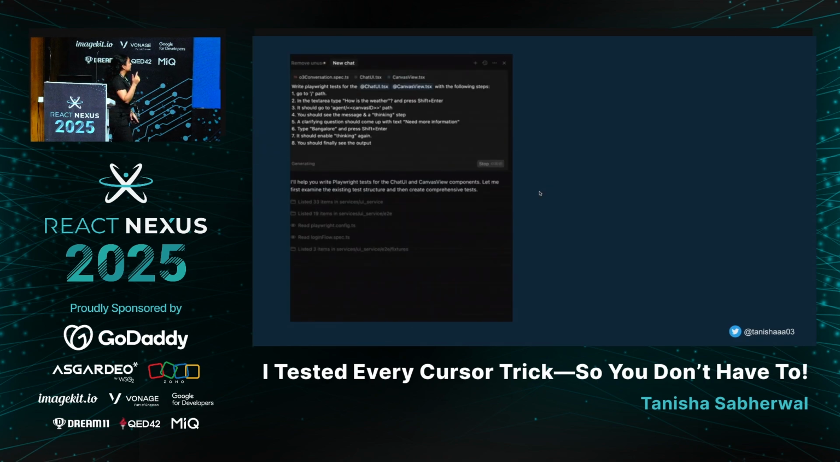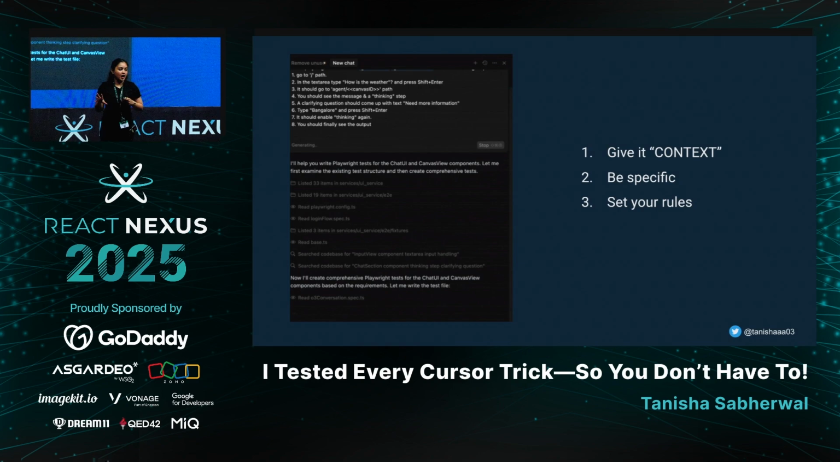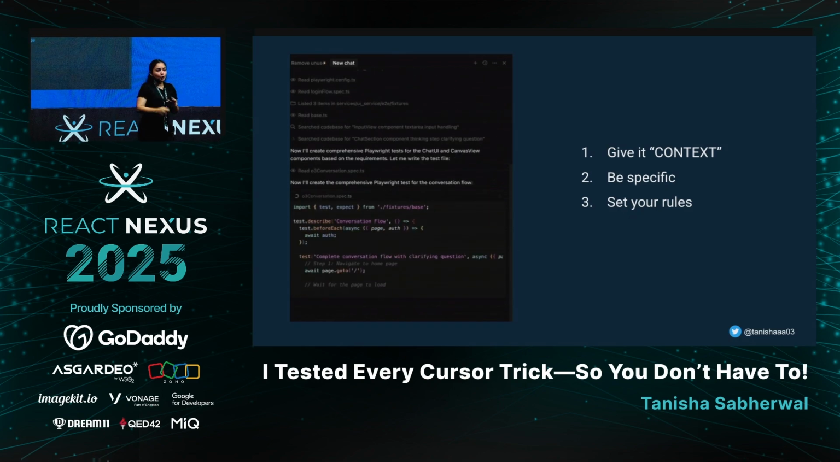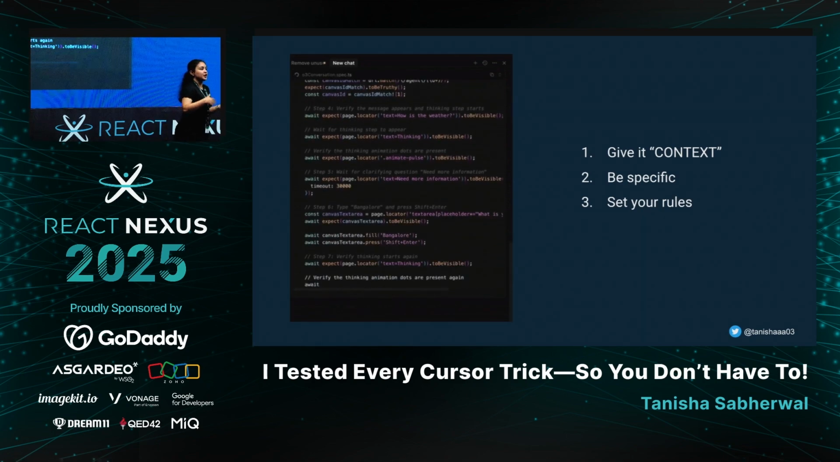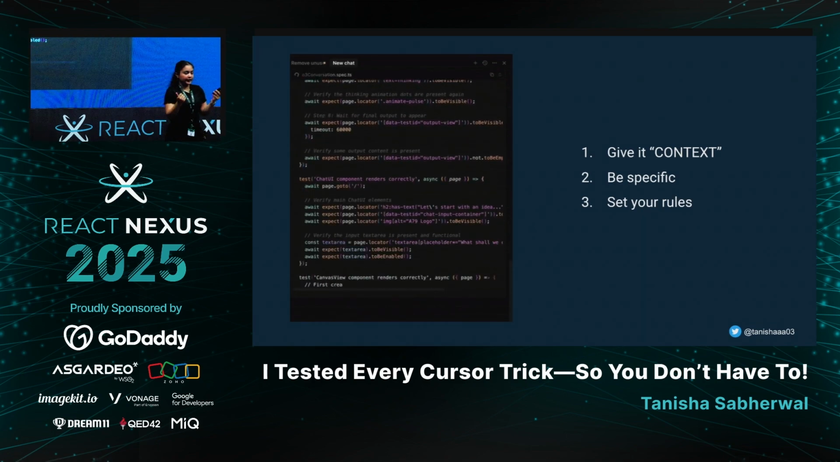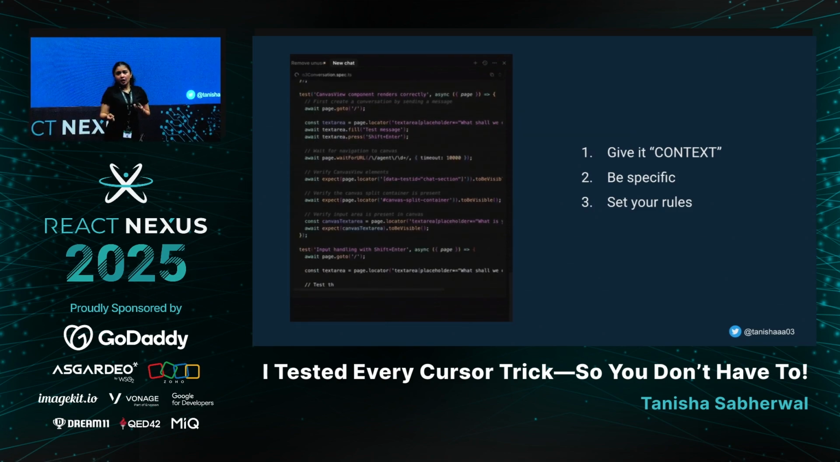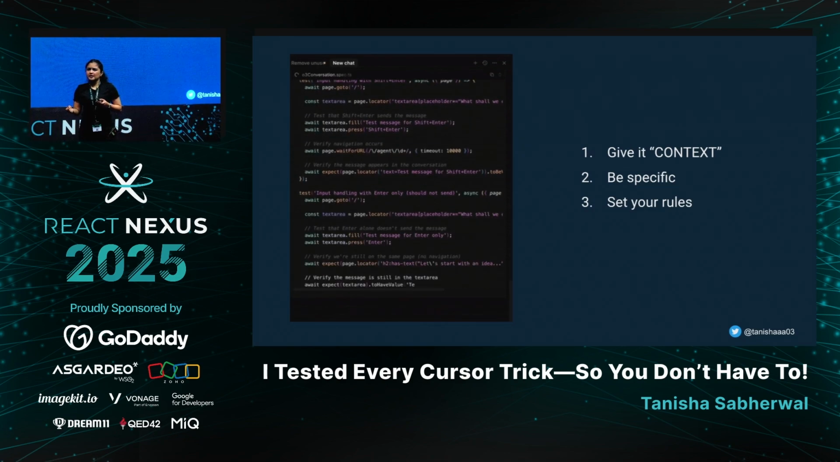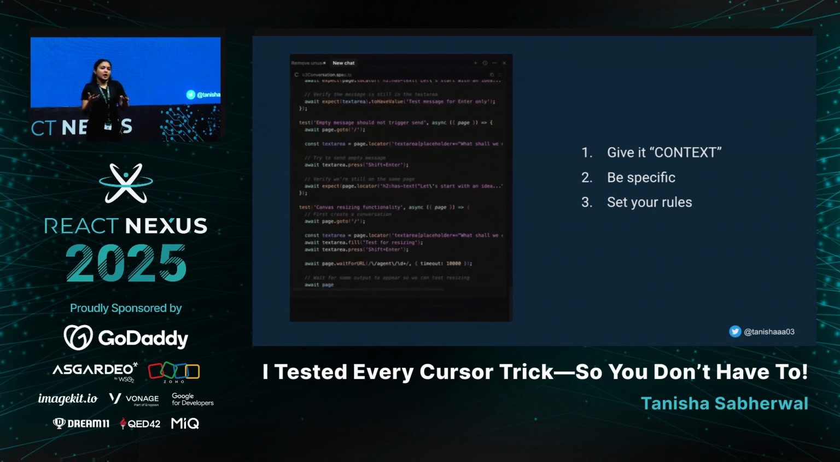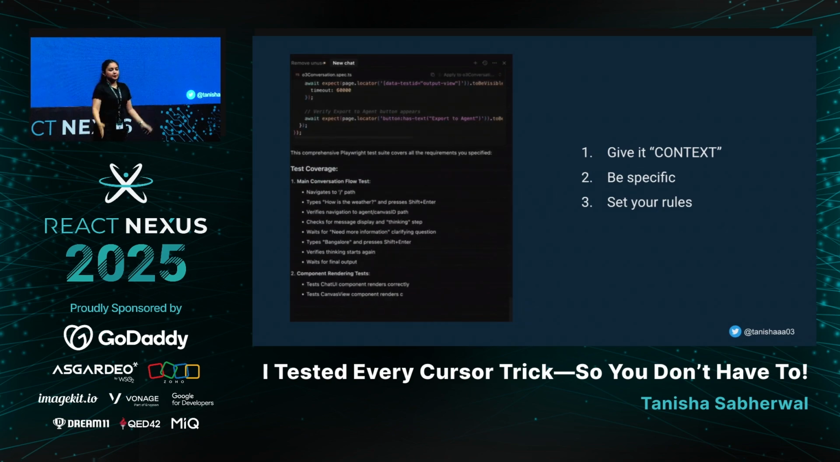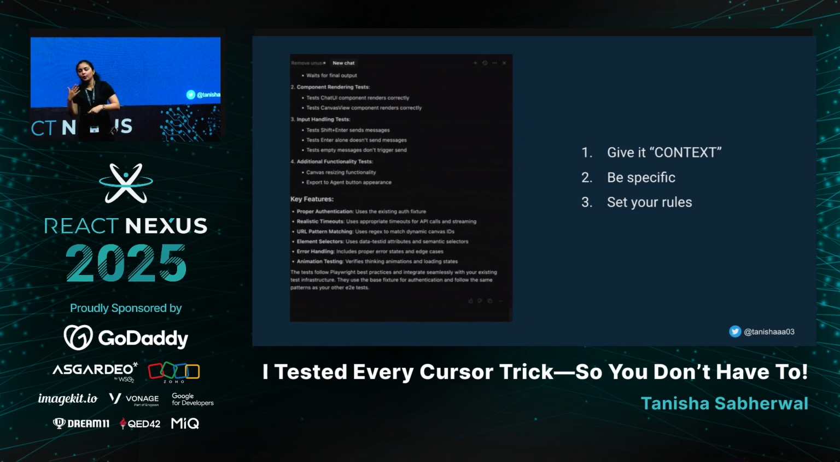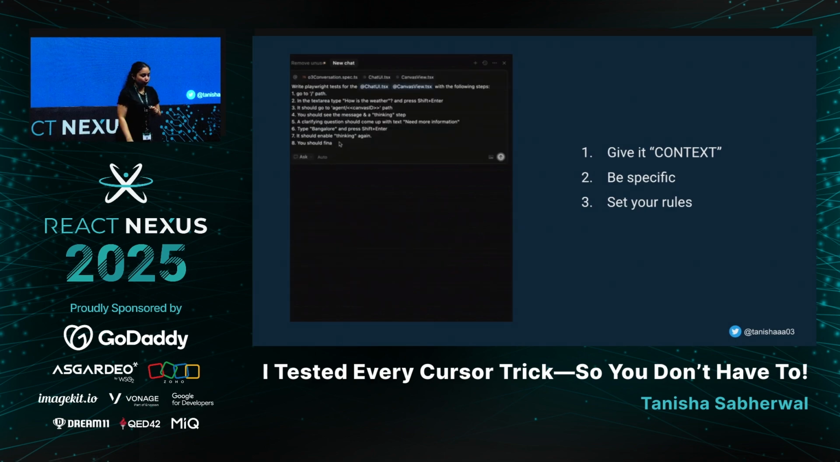So yes, this is how my coding practice now looks like. The main key items here are: always give it context. The more context you give it, the more it will course correct its action and not be too imaginative about what the coding assistant is trying to do. Be specific. Don't let it make assumptions, because then the output might not be desired or expected. And set your rules, because this will set up the guardrails of how, when, and in what fashion you want to code.